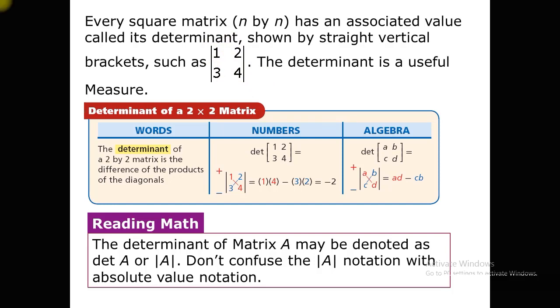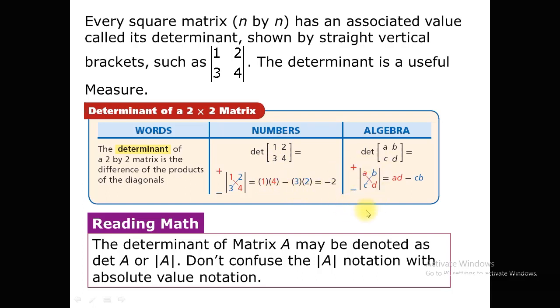For the determinant of a 2 by 2 matrix, find the difference of the products of the diagonals. This is the first diagonal and this is the second diagonal. First multiply these two entries, then multiply these two entries, and then subtract. You will get the determinant. For example, for this matrix, 4 times 1 is 4, and 2 times 3 is 6, and 4 minus 6 is equal to minus 2.